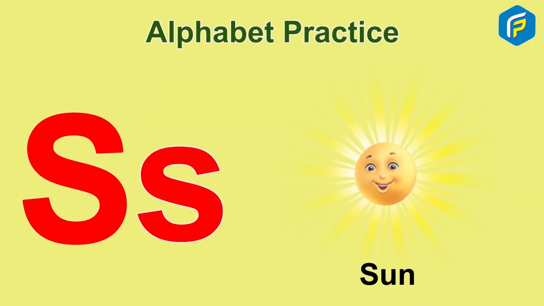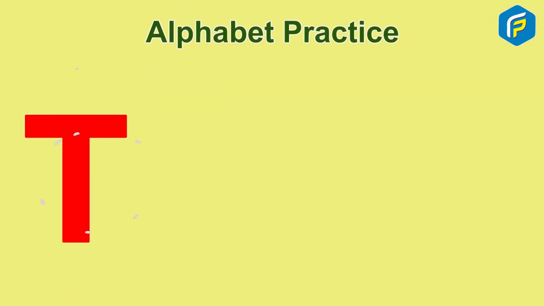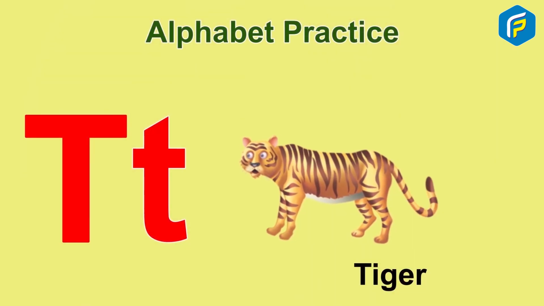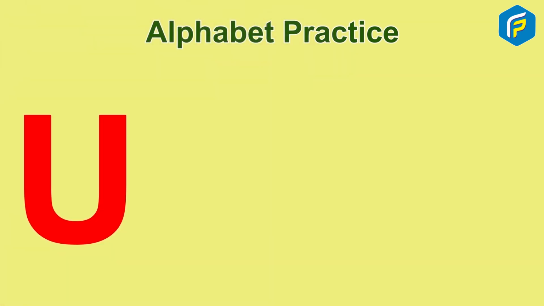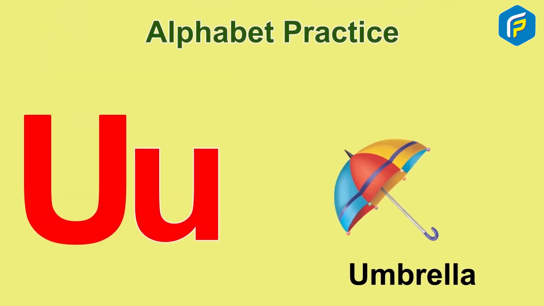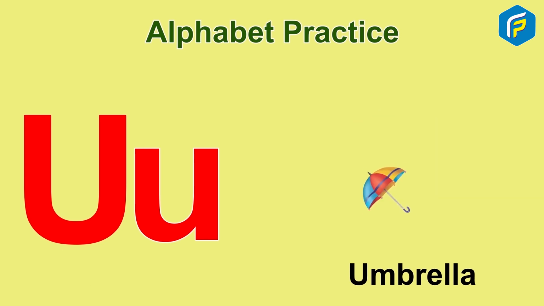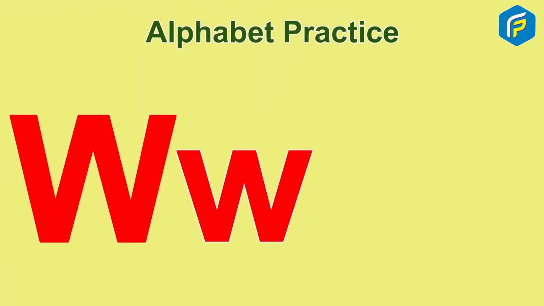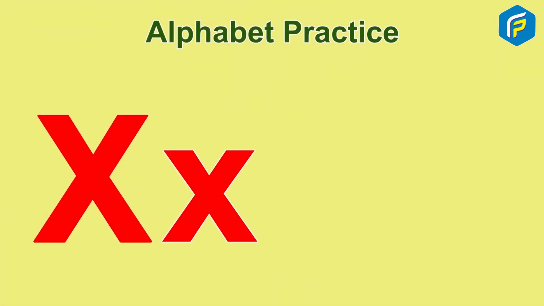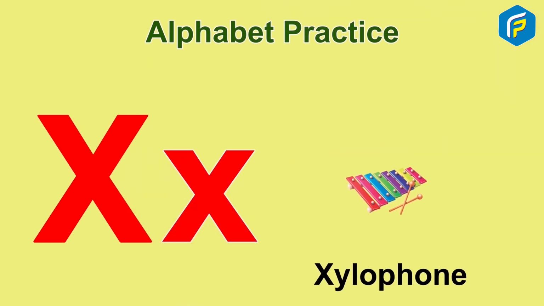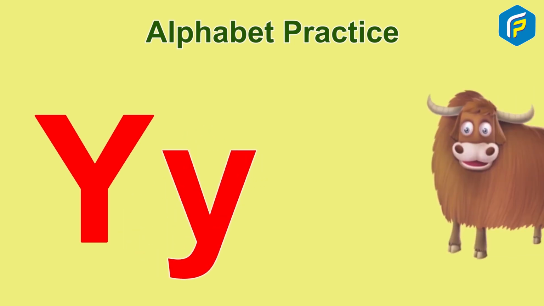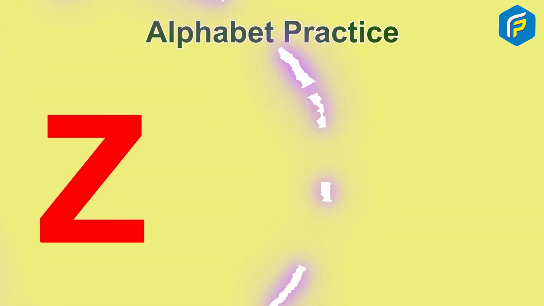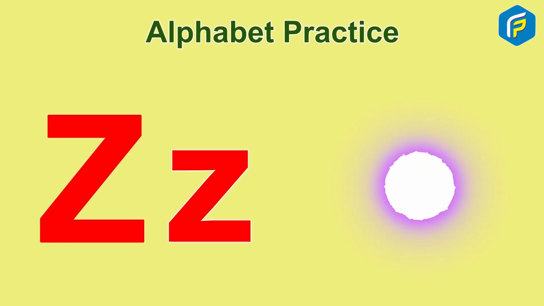S, Sun. T, T, Tiger. U, U, Umbrella. We, What, Was. W, What, Watch. X, Xylophone. Y, Y, Yuck. Z, Z, Zebra.